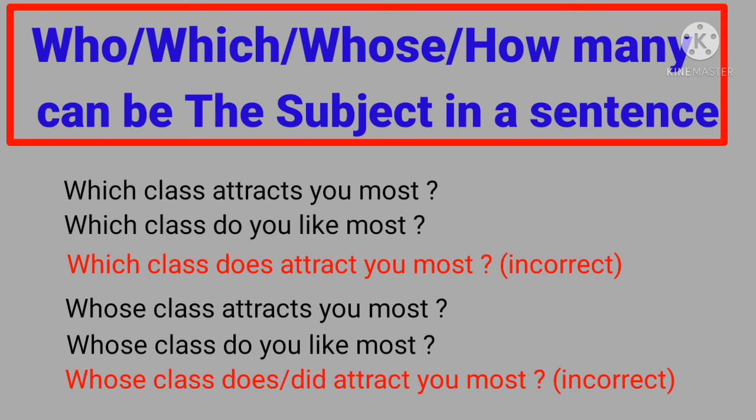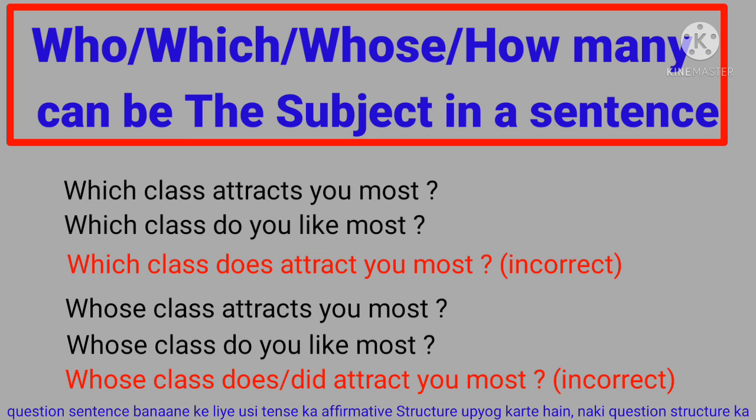Okay, so the exception to the question structure I was talking about is if a question word can be used as a subject in a sentence, then the structure to form the question should be the structure of the affirmative sentence of that tense. Okay, do not use the question structure to form the question. Use the affirmative structure to form the question in which the question word is the subject of the sentence.